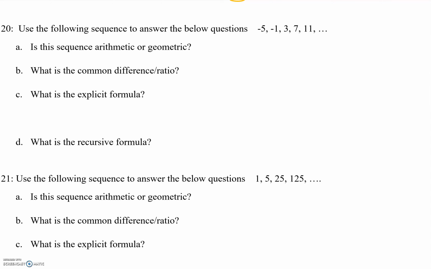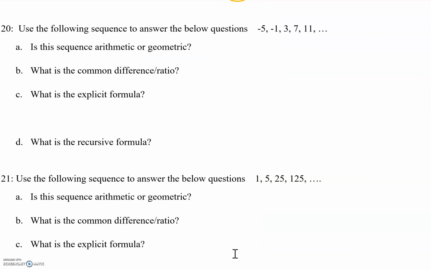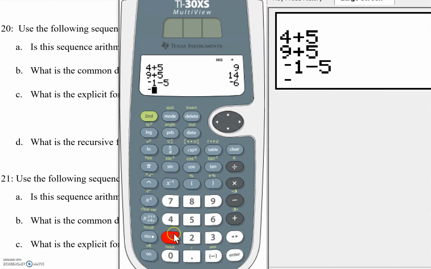So I'm thinking maybe it's addition. Let's find out. So negative 1 minus that, I'm sorry, it's a negative 5. So negative 1 minus a negative 5 gives us a positive 4. So we think we're adding 4.